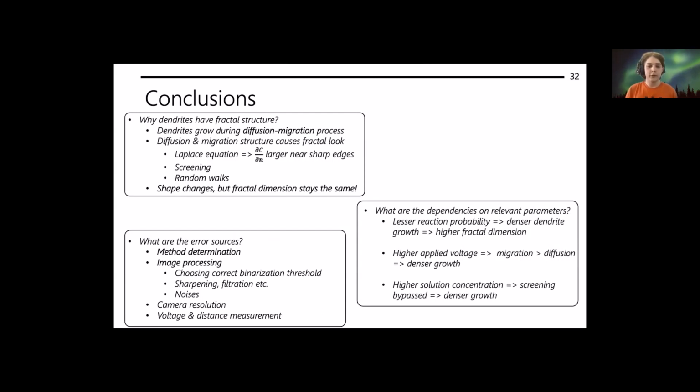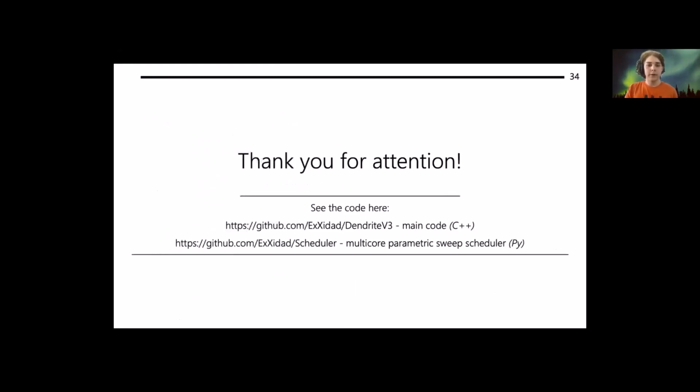So moving to the conclusions, I want to say that these dendrite-like structures are because of deposition of silver ions, because of the migration and diffusion, and the structure of the Laplace equation. Here are my references, and thank you for attention. Thank you.